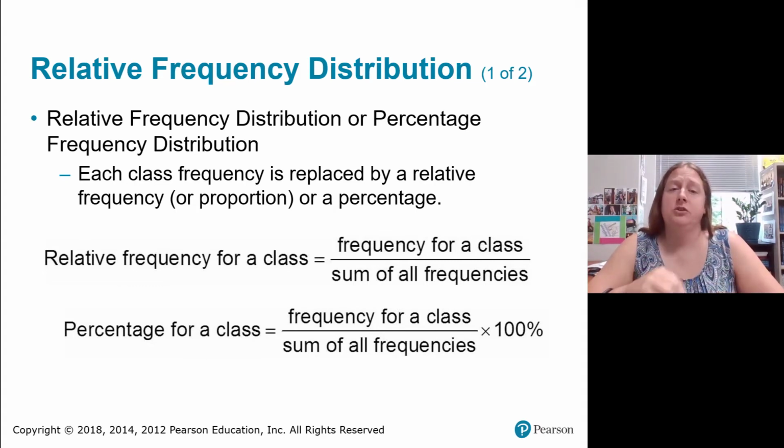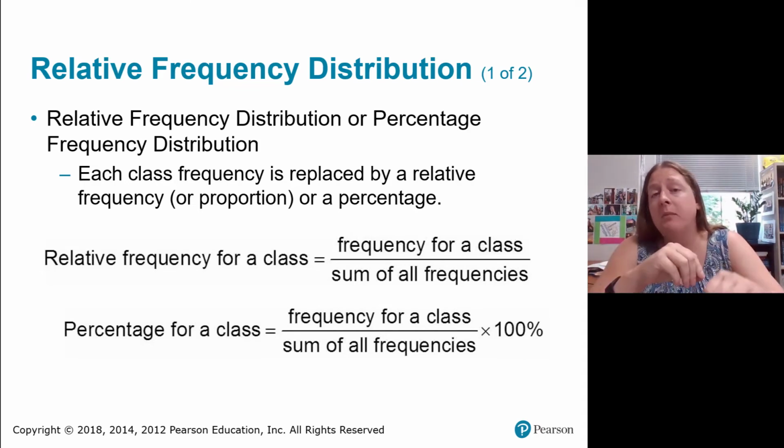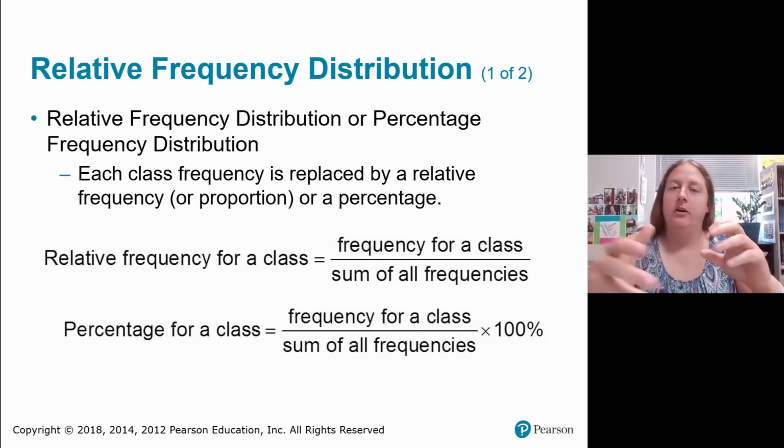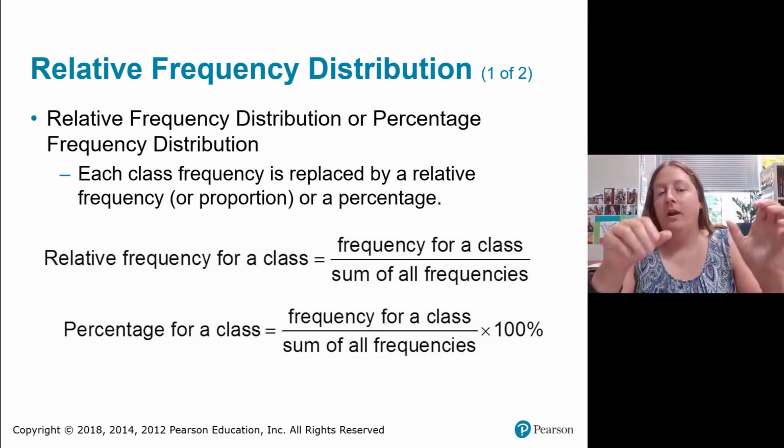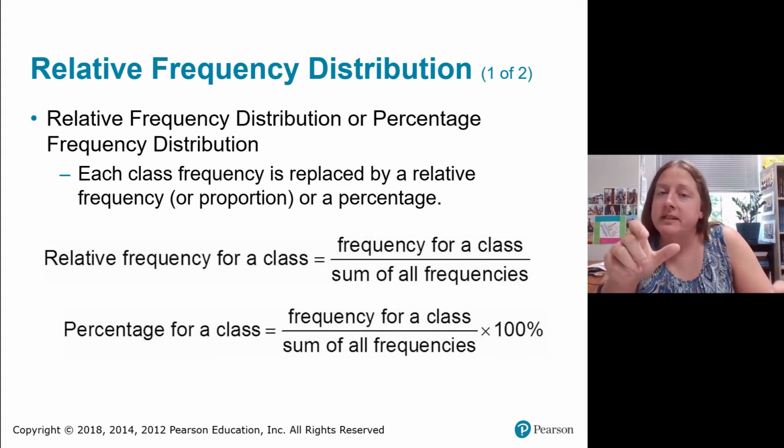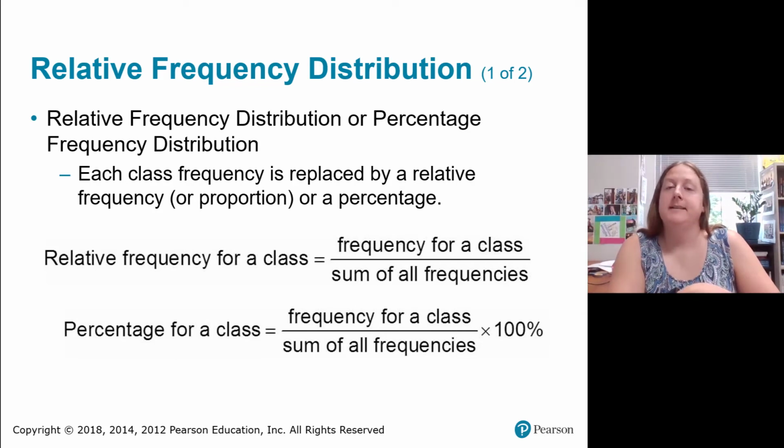A relative frequency distribution or percentage frequency distribution, what it does is it takes all those raw numbers that might not mean a ton that are our frequency counts, in our frequency distribution, and it changes them into percents. So the classes stay the same, and the frequencies, what we do is we take the frequency for the class and we divide it by the sum of all the frequencies, or the total number of data points that we had. And when we do that, we get a decimal that if we multiply times 100%, it gives us the relative frequency, the percentage frequency for a class.